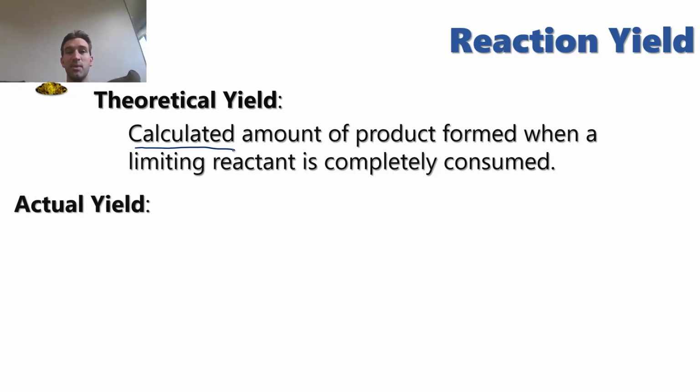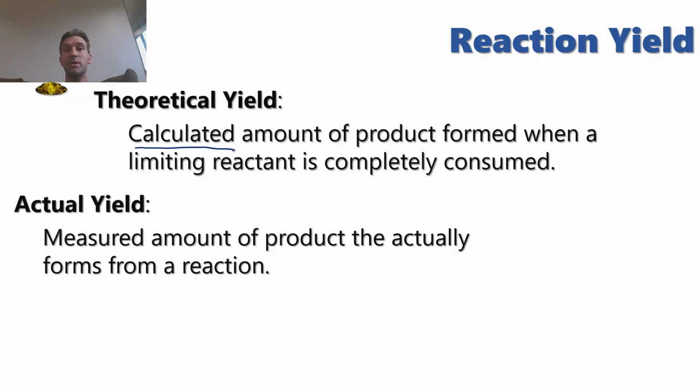So what we have in reality is the actual yield. Now, the actual yield, we get this from an experimental value. What we're going to do is we're going to measure some quantifiable product of the reaction. We'll find the mass. We'll find the volume of a gas formed. We'll be able to work this out specifically so that we can compare it to the theoretical yield.